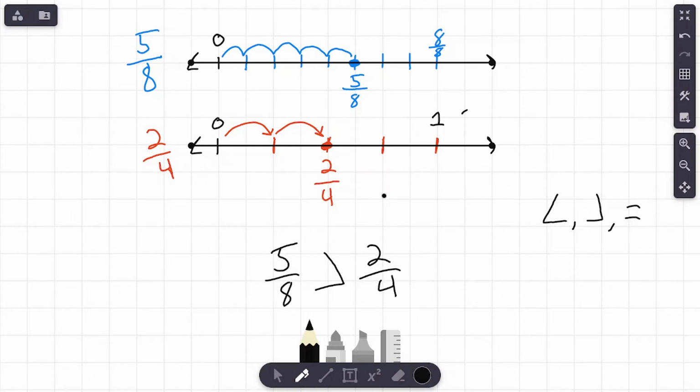If you made a mistake on this one, that is okay. Where did you make your mistake? Use your mistake for our next problem. All right, don't shut down. Use your mistake. Let's see if you can get this next one.